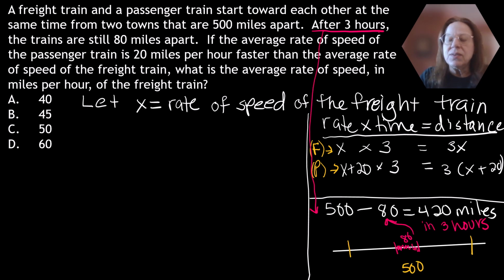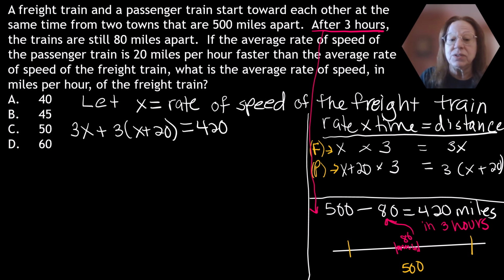Okay, now I want to show you a little graph I made of how much distance the two trains have traveled in 3 hours. So it's 500, and after 3 hours, they're 80 miles apart. So if you look at the distance, the 500, and subtract out that 80, then you get 420 miles in 3 hours. And that's important that it's 3 hours because everything is in 3 hours.